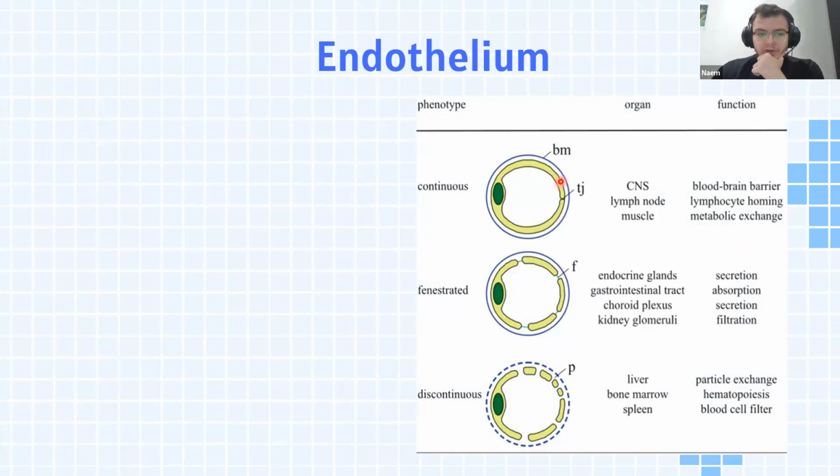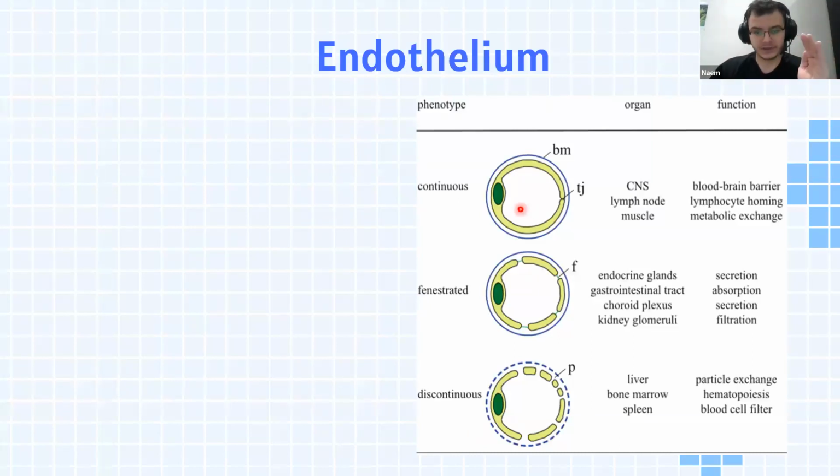Okay, so first of all, we have three types of endothelium regarding its structure, and you need to know this concept. First one is the continuous endothelium. Second one is the fenestrated endothelium. Third one is the discontinuous. Are they all the same?